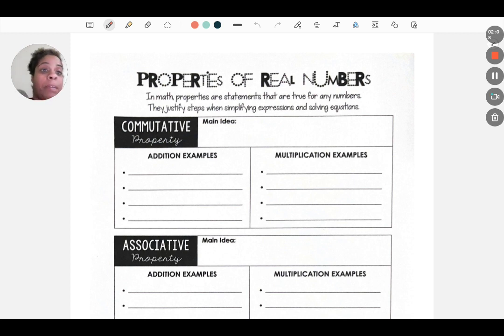So properties of real numbers. In math, properties are statements that are true for any number. They justify steps when simplifying expressions and solving equations. All these tools that I keep giving you are just tools for you to be able to solve these problems, like I explained. So in math, there are rules that we have to follow.